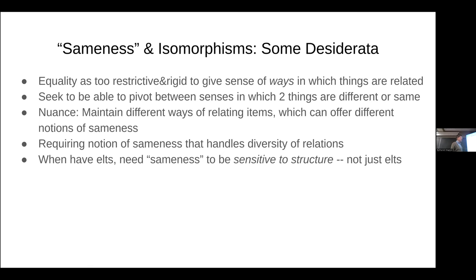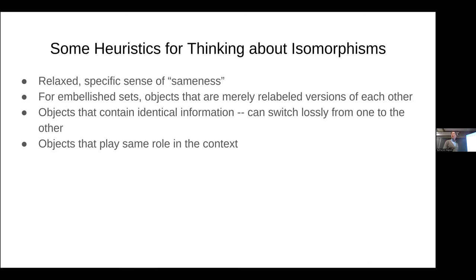But here we also want to be able to handle things that don't fit neatly into that sort of distinction. Like we have with C-sets and graphs and dynamical systems with these kinds of mappings and functors into Set. And then when we have elements, we need the sameness to not just say, well, two things are the same and they're bijections. No, you want to be sensitive to structure, not just say, oh, they're the same. Because one may say A is greater than or equal to B, and the other may say there's no relation.